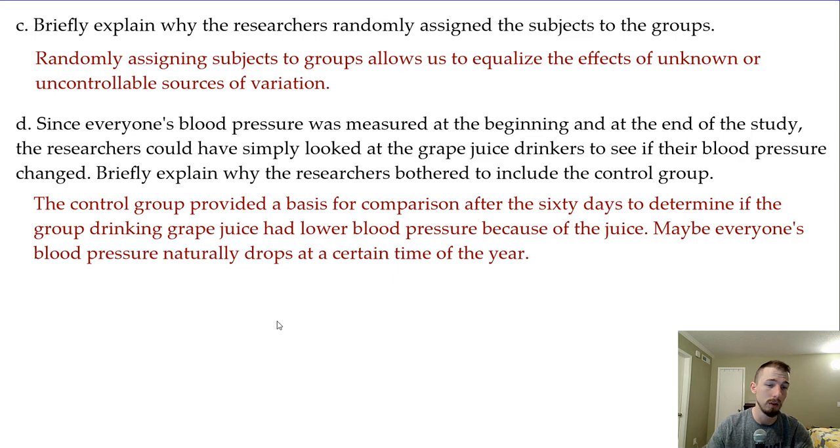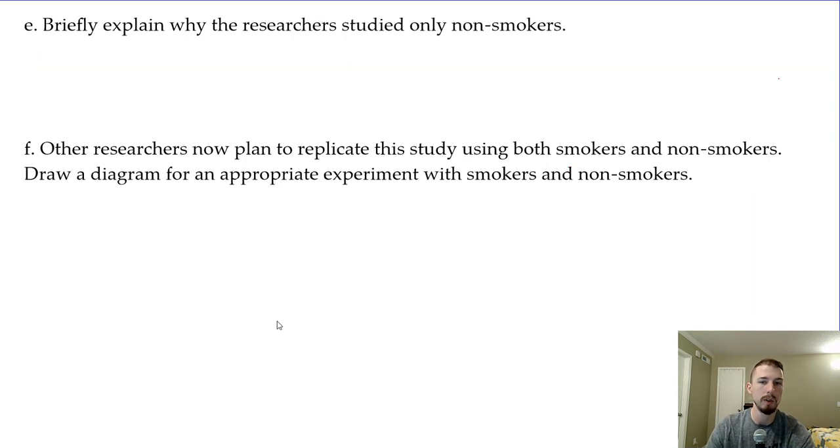All right, so the control group provided a basis for comparison after 60 days to determine if the groups drinking grape juice had lower blood pressure because of the juice. Maybe everyone's blood pressure naturally drops at a certain time of the year. I don't know. Briefly explain why the research studied only non-smokers.